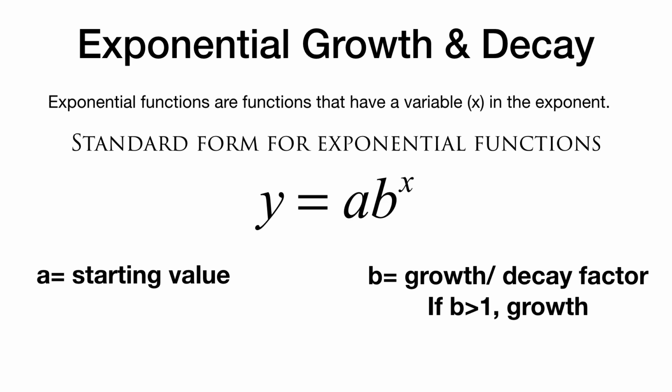So if b is greater than 1, it's going to be growth, which means it gets bigger. But if b is between 0 and 1, it means that we're only using part of 1, which means it'll actually get smaller. Like 7 times 0.5 is 3.5.